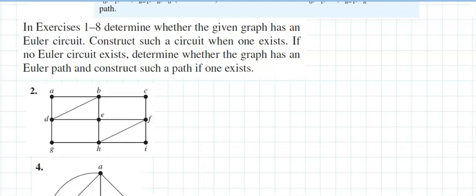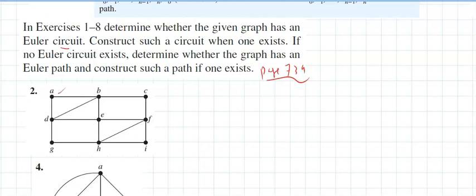So if I look at the numbers 1 through 8, this is on page 739. It says, determine whether the given graph has an Euler circuit. Can you start at the same point and end at the same point? Construct such a circuit when one exists. If no Euler circuit exists, determine whether the graph has an Euler path. Again, circuit and path are the same, except for a circuit you start and end at the same point.